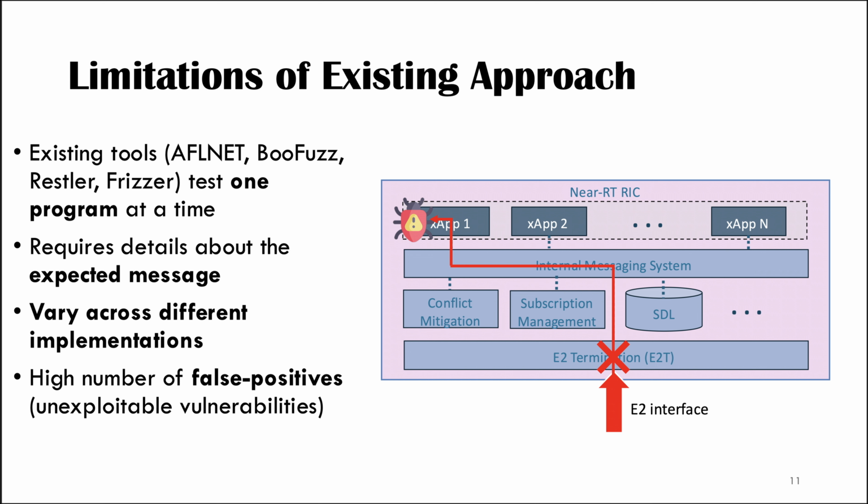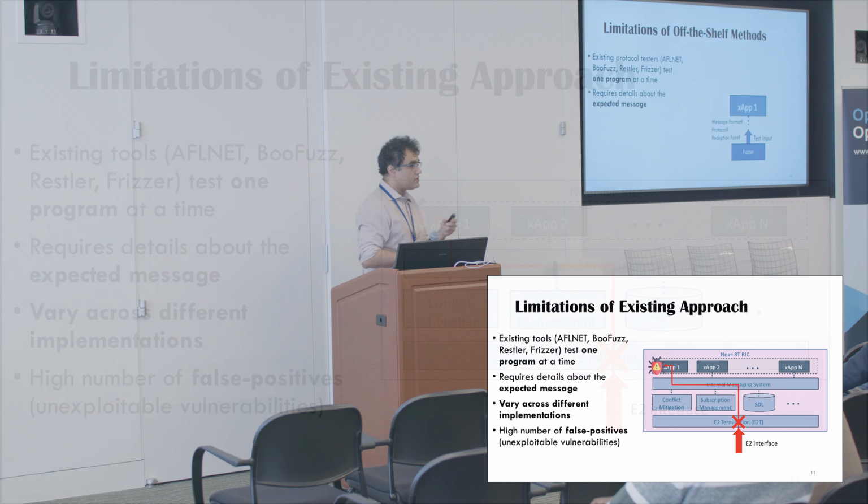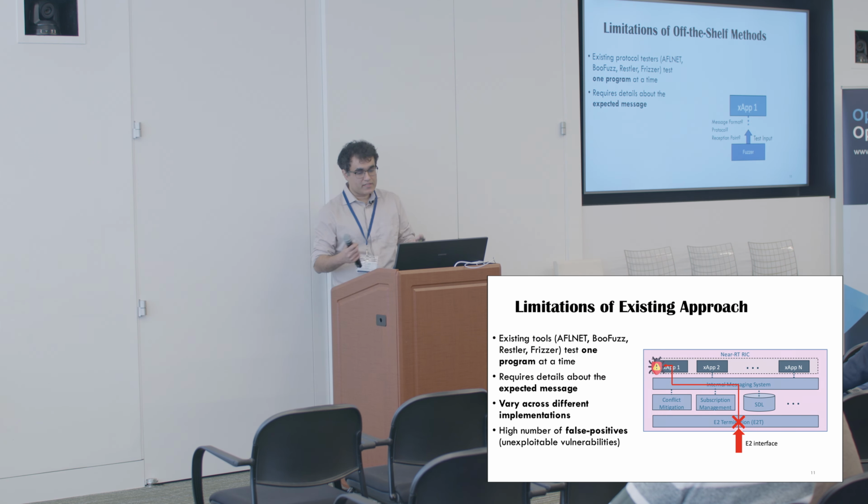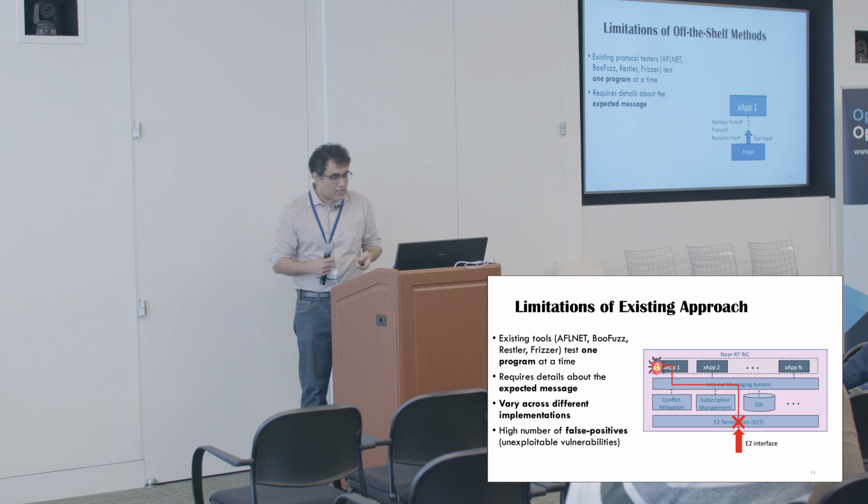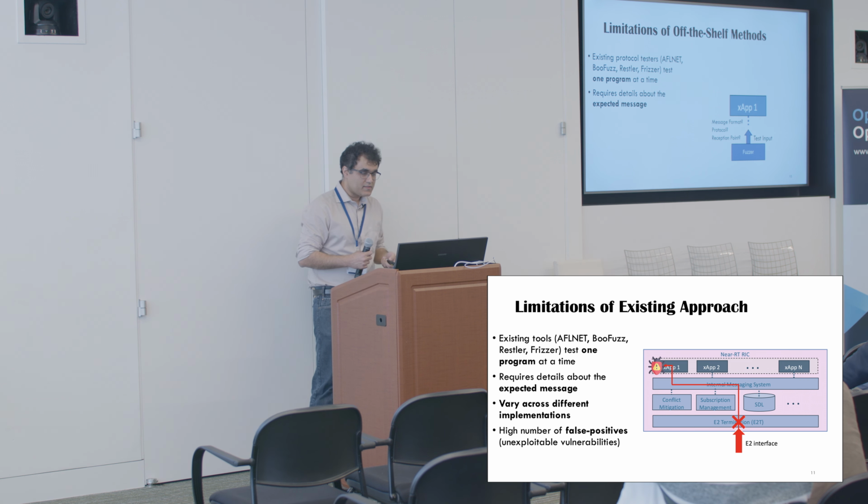How do you know the message format if you want to test it? The existing approach does not know the message formats or the protocol, whether the communication is happening through gRPC or REST API. So, it is very hard to create these test inputs with the existing fuzzers.